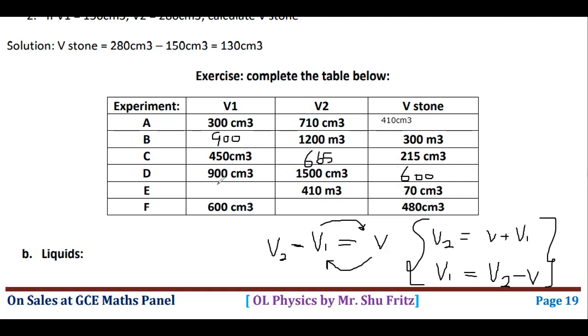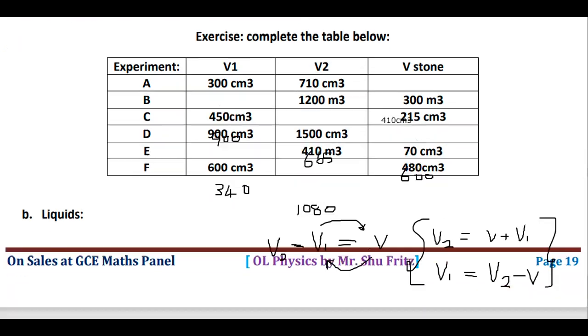And here V1 will be V2 minus V, so 410 minus 70 gives us 340 cm³. And here we're looking for V2. V2 should be equal to V1 plus V stone, which gives us 1080 cm³. So this is how simple this table is. You can get the notes and then go through them again.